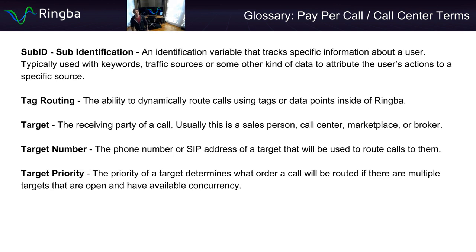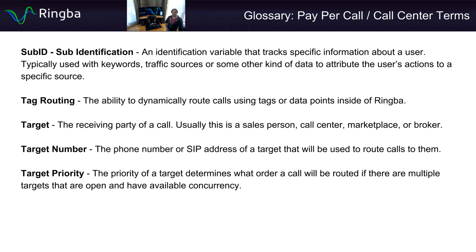Now, a sub-ID is an identification variable that tracks specific information about a user or a click, and they're typically used with keywords, traffic sources, or some other kind of data to attribute a user's action to a specific source. So if you're working with a traffic source and they want to give you their sub-ID, or sometimes called click ID, and then when someone calls or that call converts, they want you to post that sub-ID back to them so that they can track the conversion, so you can optimize your campaigns. We can absolutely help you configure that. Just get with your Ringba rep, but that's what it's for.